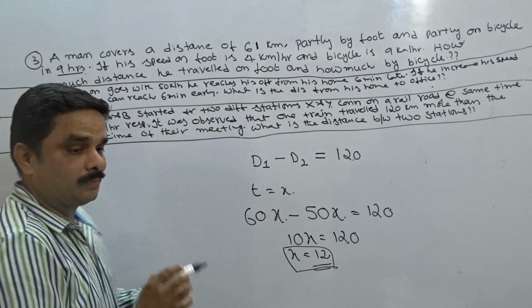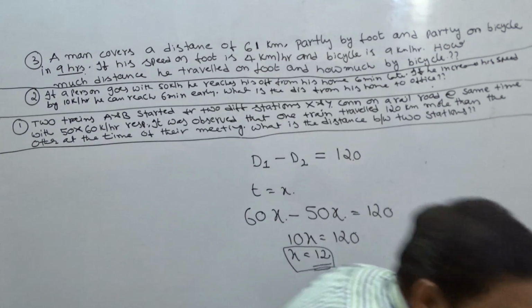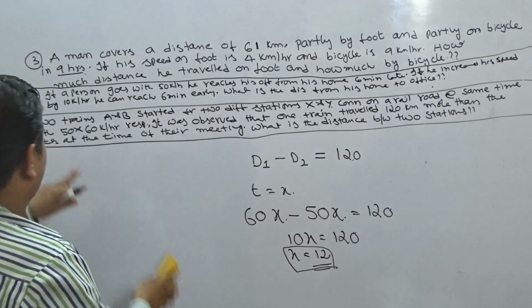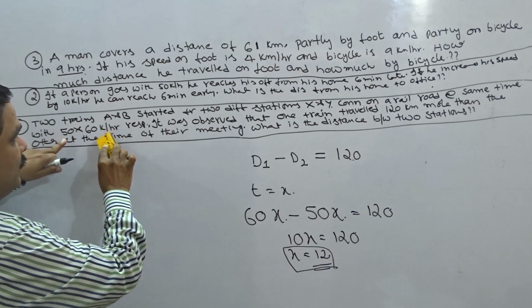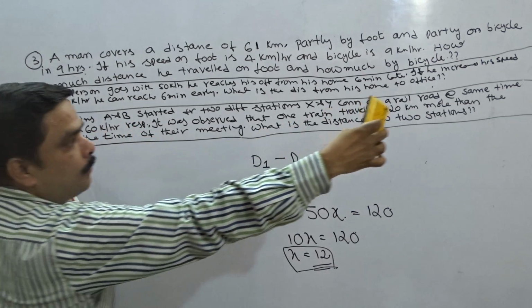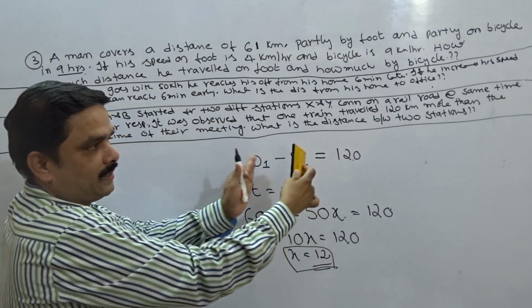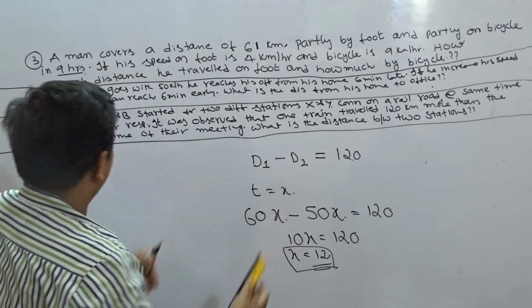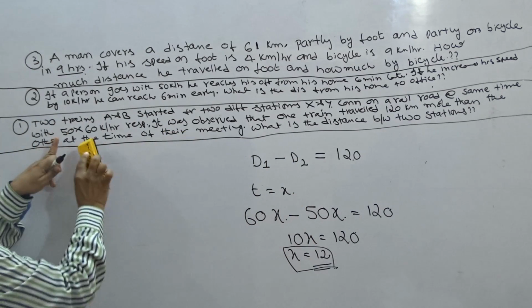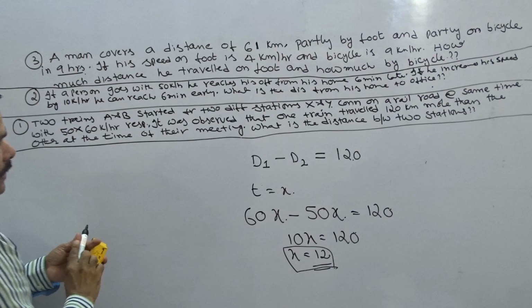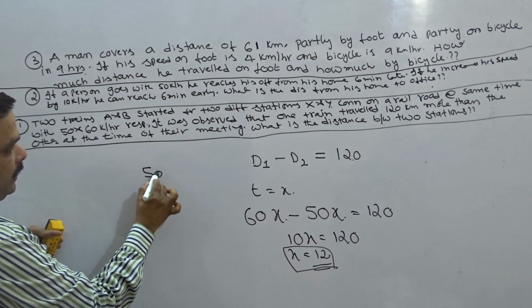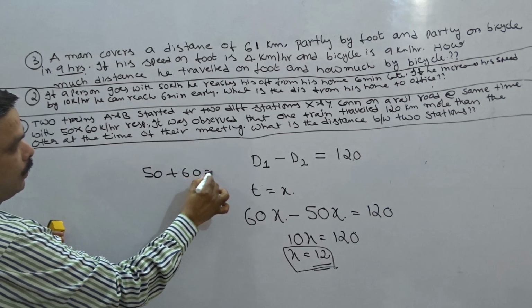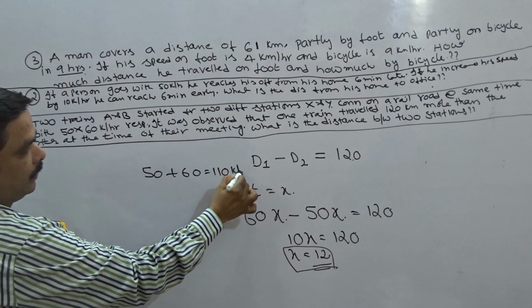If you go by the speed of the trains, one is at 50 kilometers per hour, the other is at 60 kilometers per hour. Both are traveling in the opposite direction, which means add up the speeds. Total speed is 50 plus 60, that is 110 kilometers per hour.